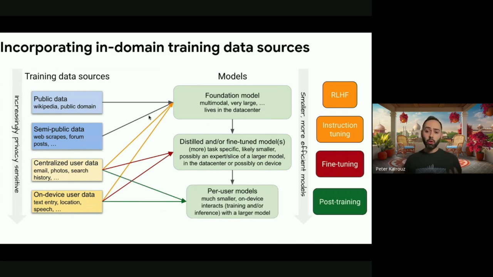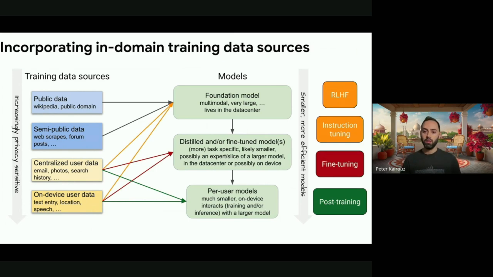Finally, there are these per-user models that are going to be extremely helpful for a variety of use cases and tasks. And these models are unique to us. So these are much, much smaller. These are on-device models. They interact, either for training or inference, with a larger model to get help when and if they need to.